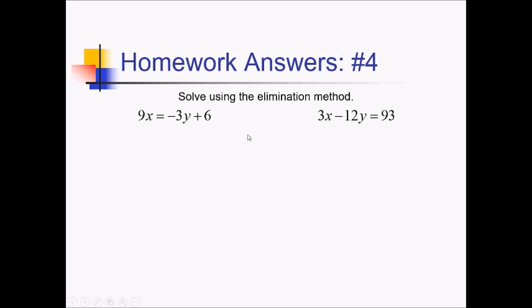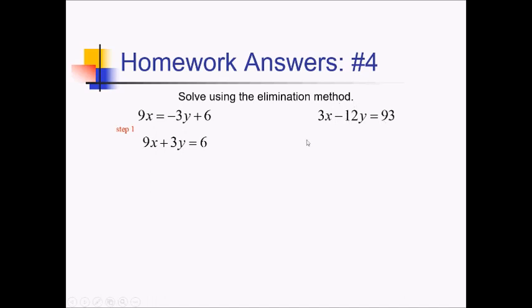For this one, I'm trying to solve this system of equations with the elimination method. First thing I need to do, because ultimately I'm going to be adding equations together, I need to make sure both equations are in the standard form, ax plus by equals c form. This first equation is not. I have to add the 3y to the left side to put it in that form. So that's my very first step, is to just rearrange that equation a little bit. The second equation is good. We have ax plus by equals c.